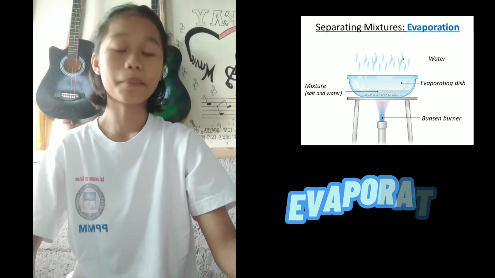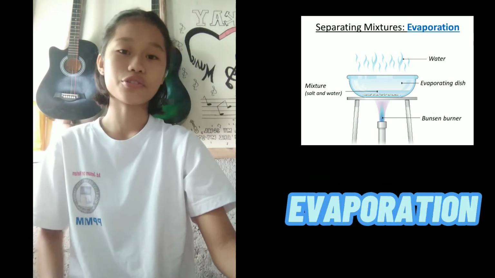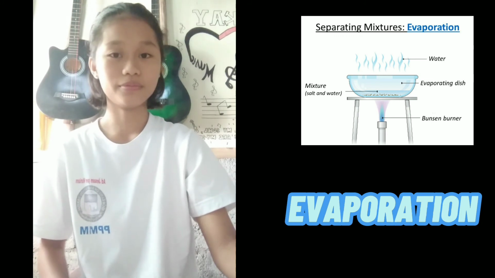So let's proceed to the 12th method of separating mixtures, the evaporation. So what is evaporation? Evaporation is the process of converting a liquid to gas. This is useful in sorting mixtures such as salt solution. So I have here a short video clip for you to understand more about this method.